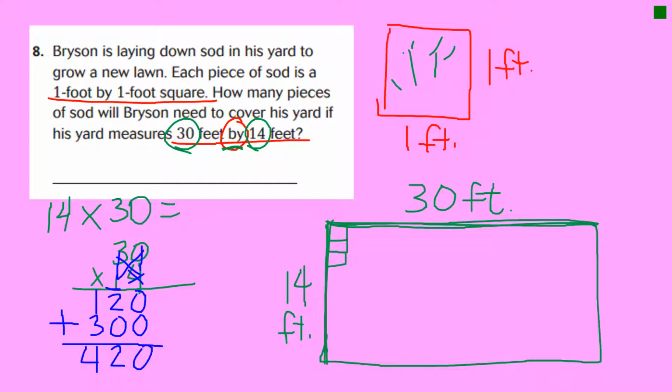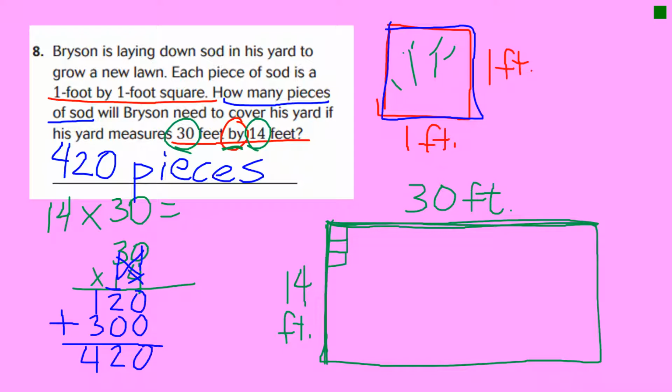So Bryson will need 420 square feet. Let me see how they asked it though. How many pieces of sod? 420 pieces. Okay? And each piece, of course, will be 1 foot on each side. He's going to need 420 of those. Goodness, I hope he has a big truck or something.